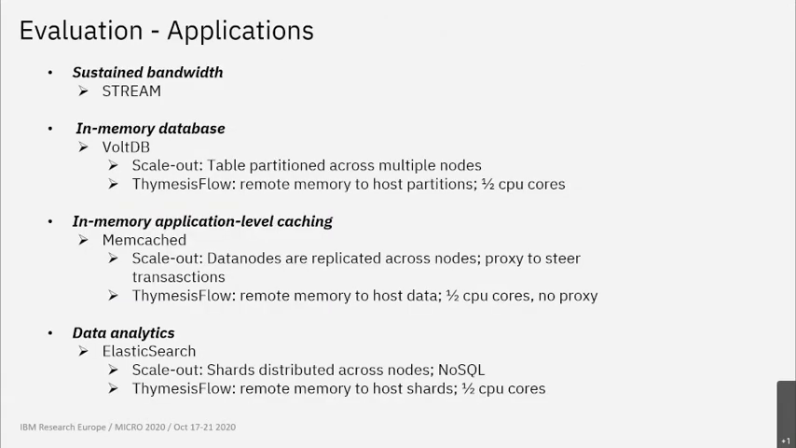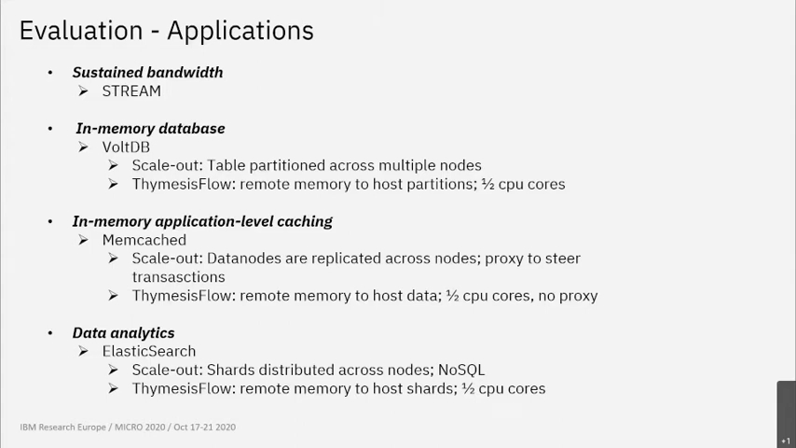We have evaluated ThymesisFlow with a set of applications. The first is Stream, that we have used for measuring the raw bandwidth. The others are 3 classes of cloud applications, like in-memory databases, in-memory application level caching, and data analytics. The idea is that all these applications can be replicated on multiple nodes, because, for instance, you need memory to host more data. So the benefit of using ThymesisFlow for the 3 applications is mostly that you can get more memory by just using half of the CPU cores.